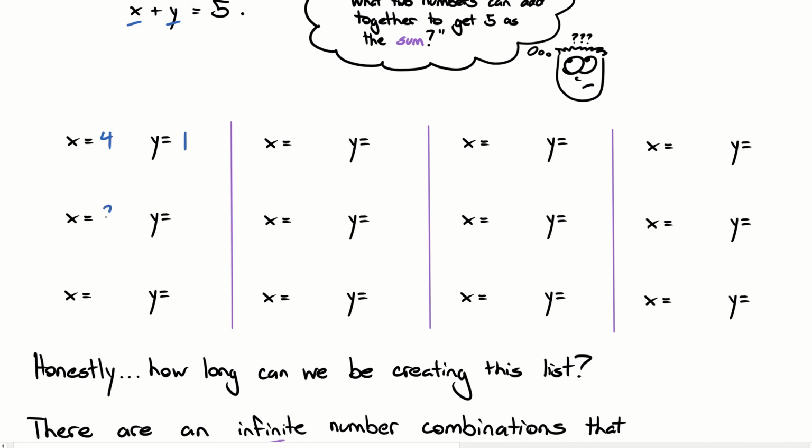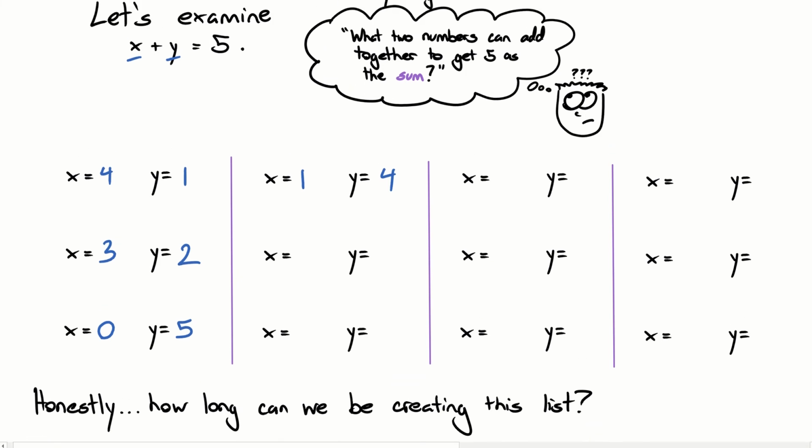We said x could be 3, y could be 2. We said x could be 0, y could be 5, because 3 plus 2 is equal to 5, 0 plus 5 is equal to 5, 4 plus 1 is equal to 5. But you know what? If 4 is equal to x and y is equal to 1, well, couldn't we also say that x is equal to 1, y is equal to 4? Because 4 plus 1 is 5, and 1 plus 4 is also 5. And those are 2 separate solutions. Yes, they're the same numbers, they're just in reverse order, but those are considered 2 separate solutions in this equation, x plus y is equal to 5.